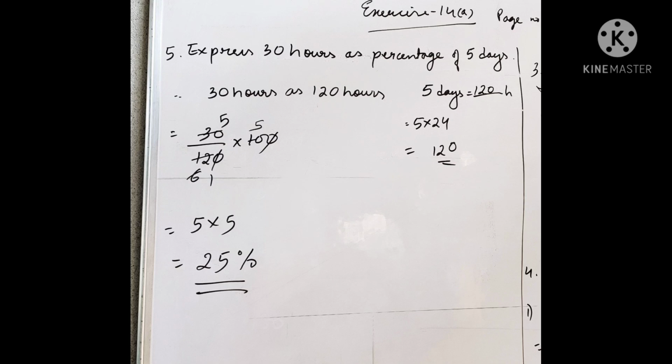If we cancel it, 0 and 0 can get cancelled. You can cancel the numbers as per your convenience. There is no problem. Alright, so when we cancel, finally we get 5 into 5 in the numerator. In the denominator we have only 1. Alright, so 5 fives are 25. It's 25%. So 30 hours is 25% of 5 days or 120 hours. Alright.